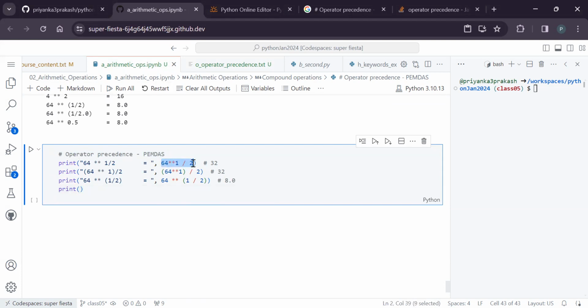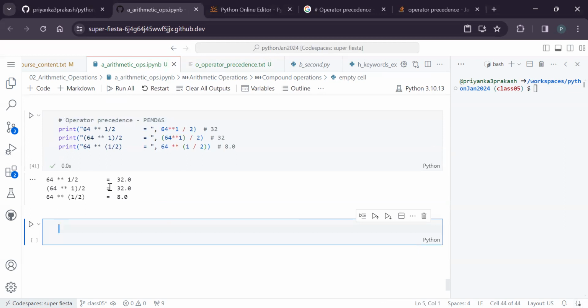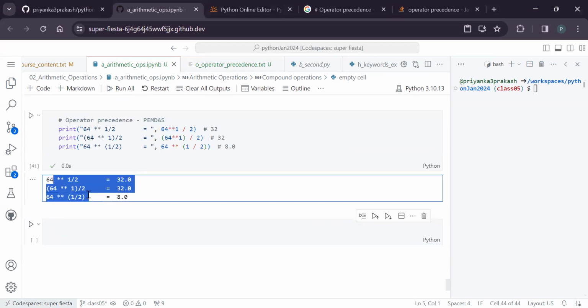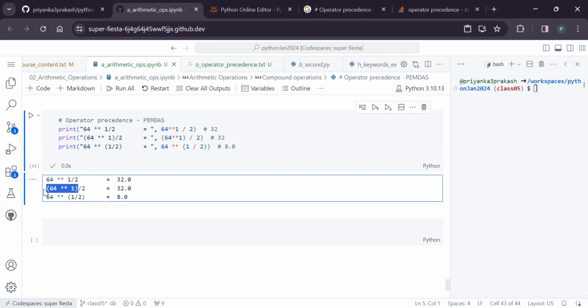In this, there are three examples: 64 to the power of 1 by 2; 64 to the power of 1 in braces by 2; and 64 to the power of 1 by 2 in braces. When you don't have braces, you will get different results if you observe carefully. When you have braces, things are good. So whenever you have a doubt, you can write a brace. That's the easiest way. Don't use other braces because you don't know them at this stage. Use only parentheses. But this is how it works.